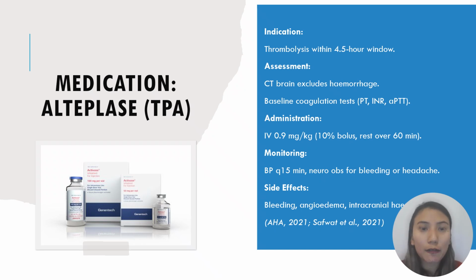And side effects and monitoring: watch for intracranial hemorrhage, angioedema, and bleeding at IV sites. Cease infusion and alert the stroke team if bleeding or deterioration occurs. And alteplase promotes cerebral perfusion by dissolving the embolus, reducing infarct size if administered promptly.